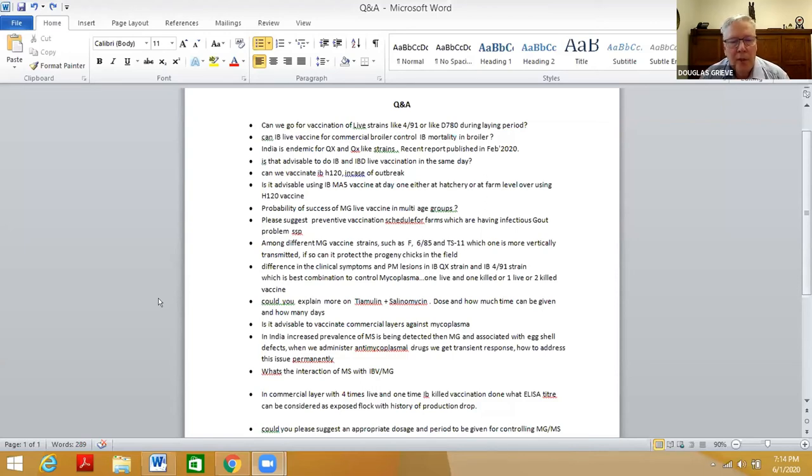So the next question is, among different MG vaccine strains, F strain, 685, TS11, which one is more vertically transmitted so that it can protect the progeny in the field? The premise of that question, I don't agree with. I don't think we want to use these vaccines in breeders to generate maternal antibodies. That's not really the approach that we'd like to take. In breeders, we would preferably not use these live MG vaccines. If we needed to provide some protection to the breeder, I would prefer an inactivated vaccination, or a combination of early antibiotic treatment and then early vaccination with an inactivated product.